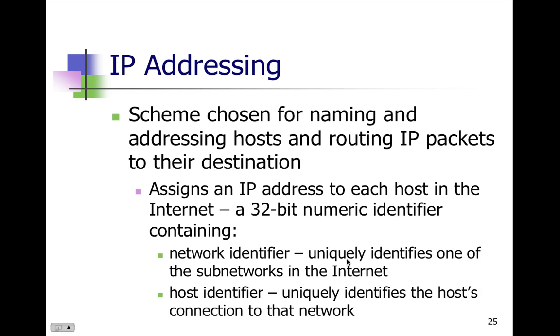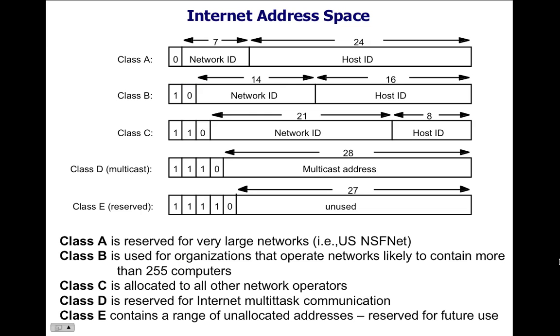So let's see, the network identifier uniquely identifies one of the subnets in the internet. The host identifier identifies at least the host's connection to that internet as well. Here's the lovely slide that we all remember from the networking course, all the different classes of internet addresses in the internet addressing space. I'm not going to go through this because you've already had this, hopefully.